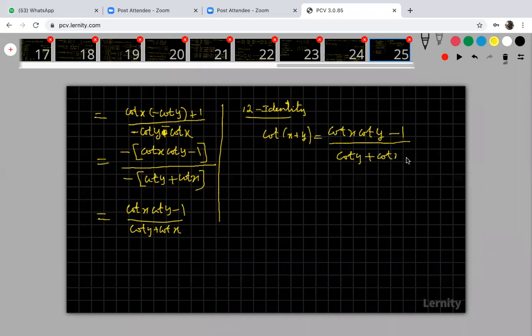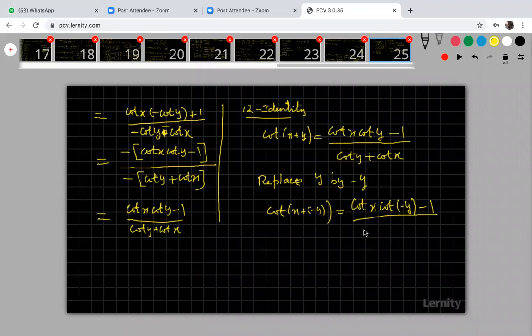plus cot x. Okay, so here I am going to replace y by minus y. So therefore, this is cot of x plus minus y. This is cot of x, cot of minus y. Because I am replacing y by minus y, this is minus 1 only. After that only it will become plus. This is cot of minus y plus cot x. This is from this identity I am writing.